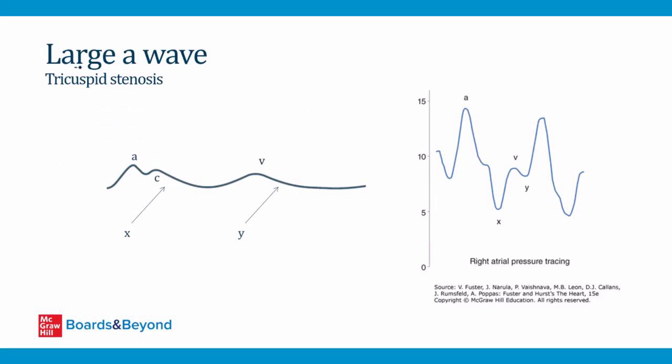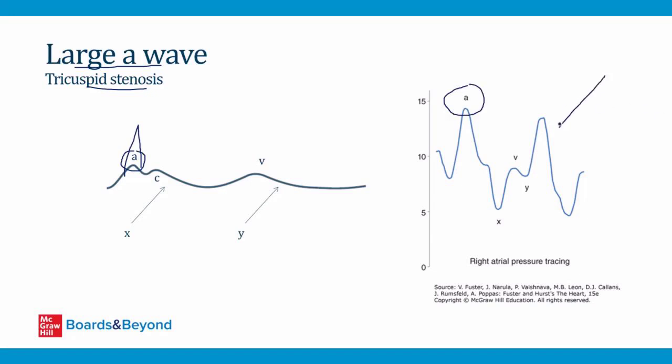Let's start by talking about a large A wave. So remember, the A wave represents contraction of the right atrium, trying to push blood past the tricuspid valve. Well, if there's tricuspid stenosis and it requires more pressure to open the tricuspid valve and push blood past the resistance of that tricuspid valve, then that's going to make the A wave very large. And that's the finding that you get in a patient with tricuspid stenosis. This is what it looks like on the right side of the screen here. This is the large A wave.